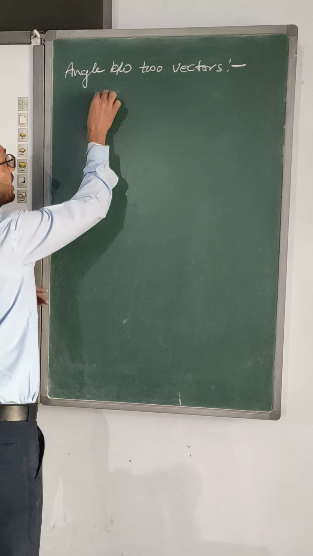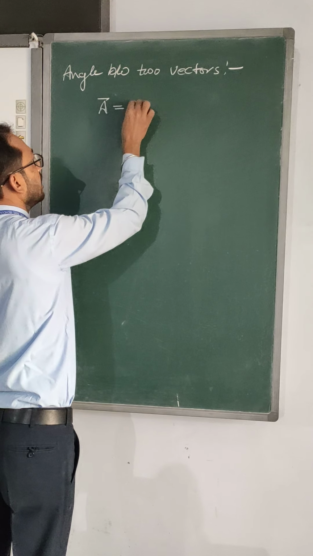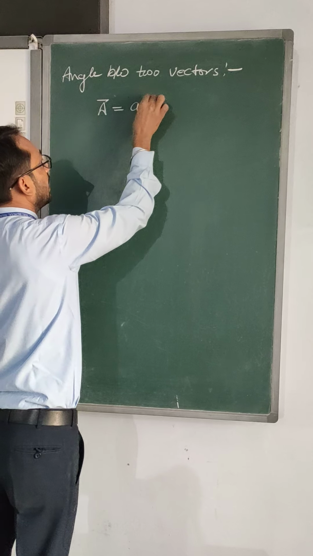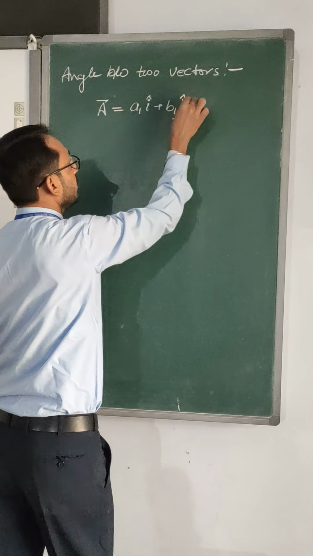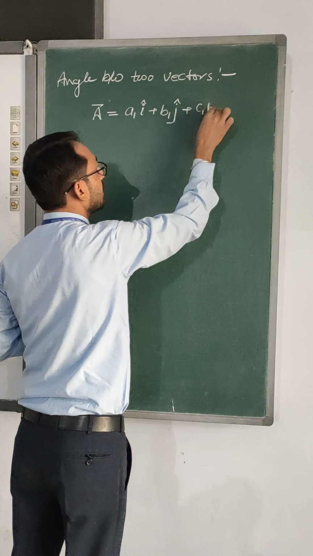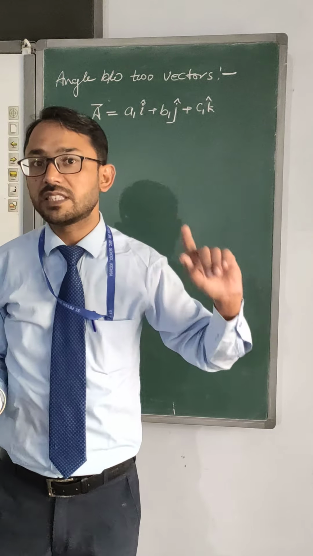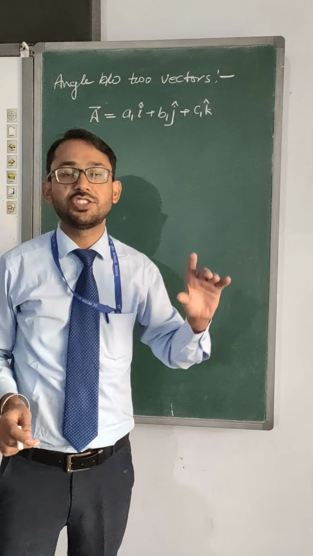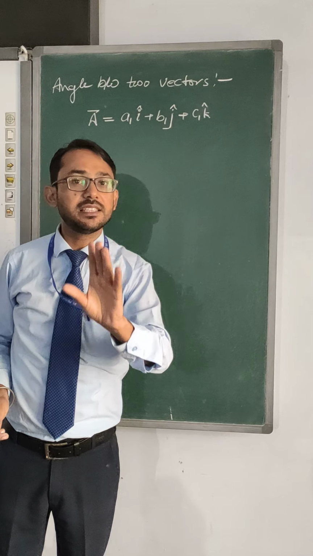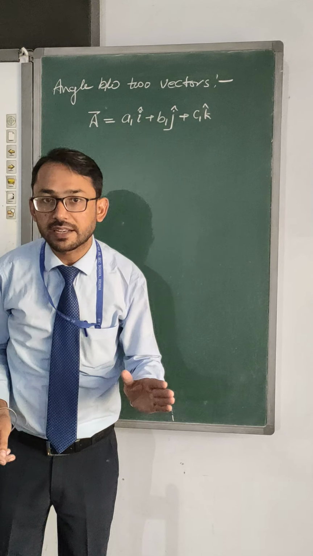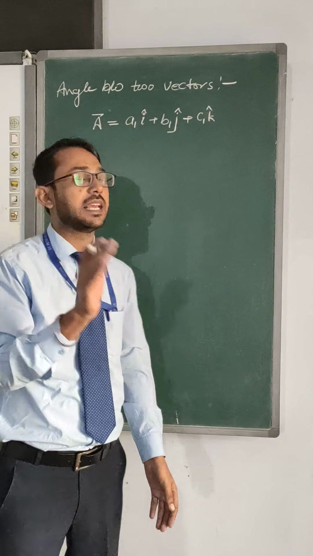First vector is vector A, this is A1 i plus B1 j plus C1 k. A1, B1, C1 are the direction ratios of the vector A. i, j, k are the unit vectors of x-axis, y-axis and z-axis.